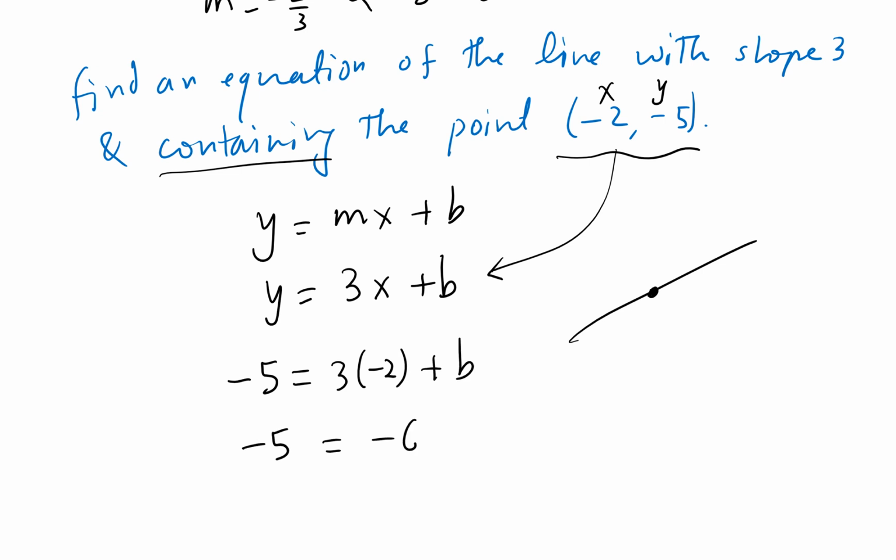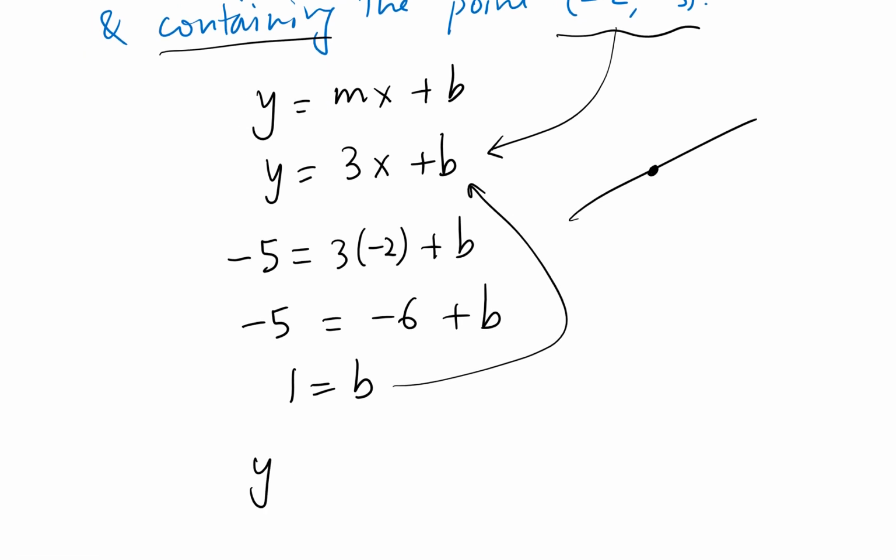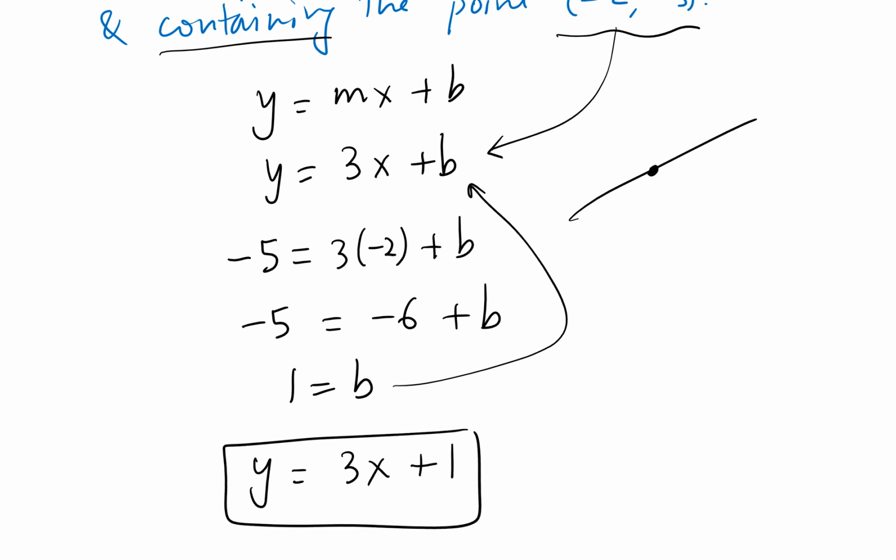-5 equals -6 plus b. Add 6 to both sides. You get 1 equals b. So we found b equals 1. Substitute it back in there to get y equals 3x plus 1. That's the equation.